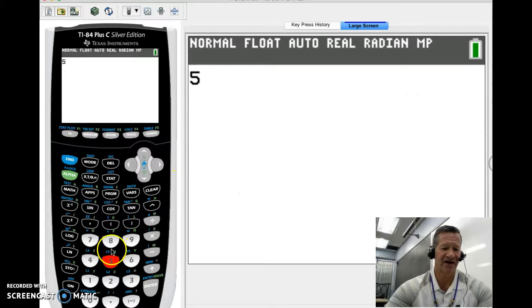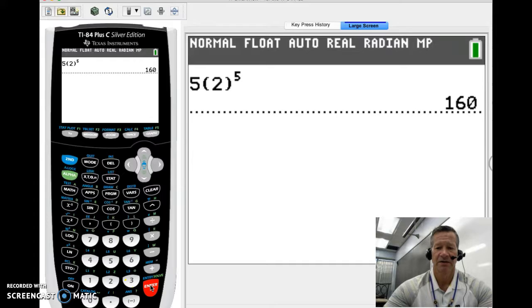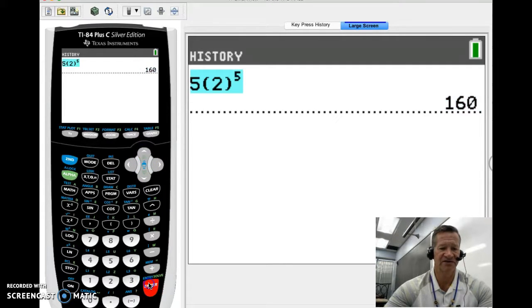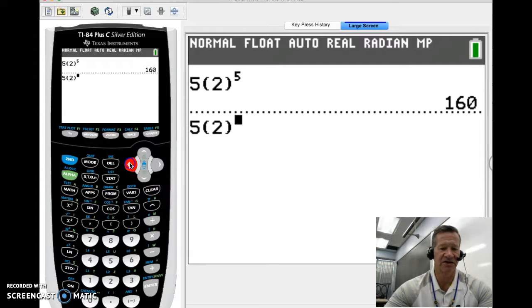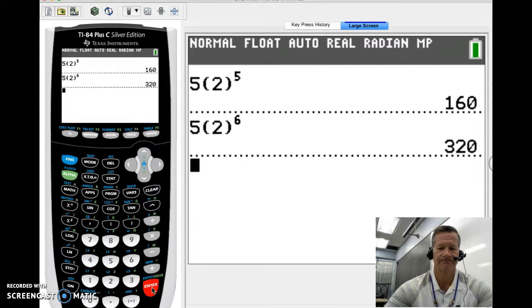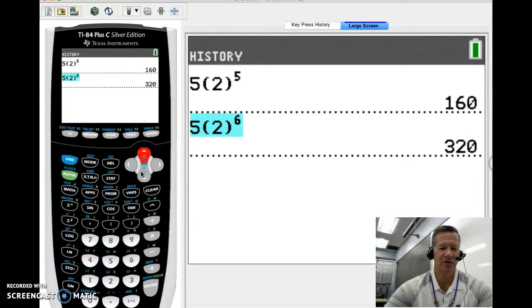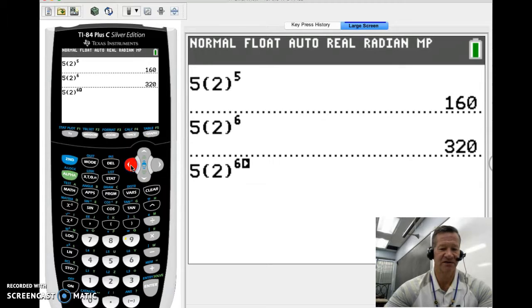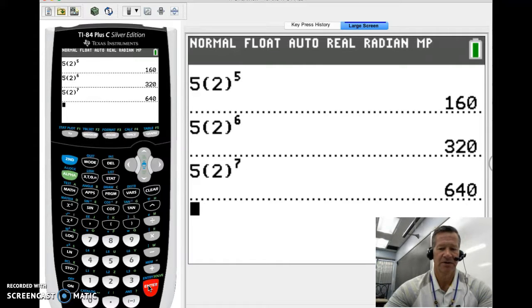Let's say you guess 5. So 5 times 2 to the 5th power. Oops, gotta hit my caret first, don't I? There we go, to the 5th power. Let's see what that gives me. It gives me 160. That's not quite good enough. Let's try one more. If I go up, and you can do this with your calculator also, I can paste that equation in and change it to, let's see if 6 does it. Nope, 320. Let's paste it one more time, if necessary. Let's try 7. Aha, so if it's a 7th power, I get 640.